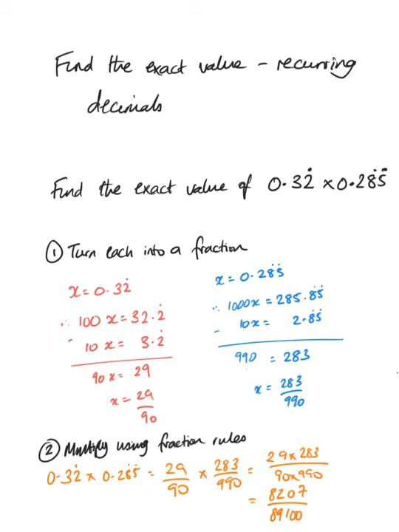Hello and welcome to a short video about how we multiply and divide recurring decimals to get an exact answer. The first thing we need to do is turn each of the recurring decimals into a fraction. I've got another video about that if you can't remember how to do it.